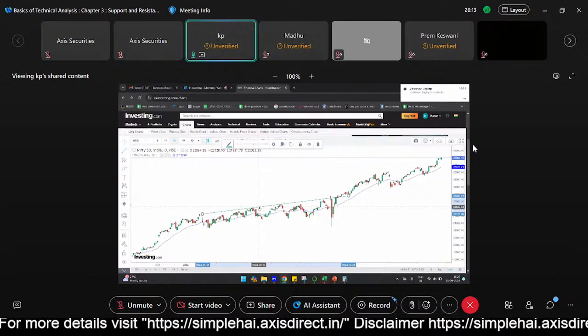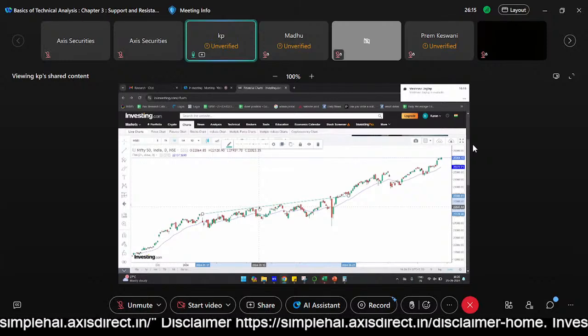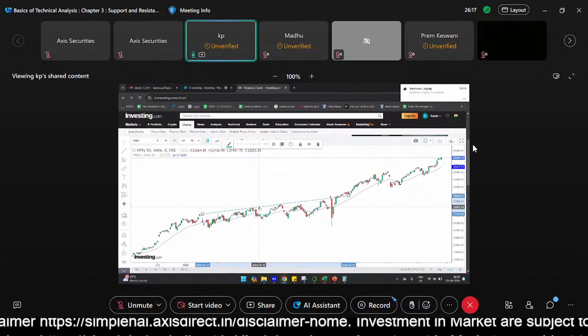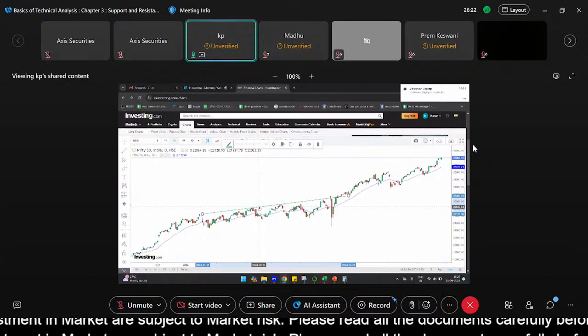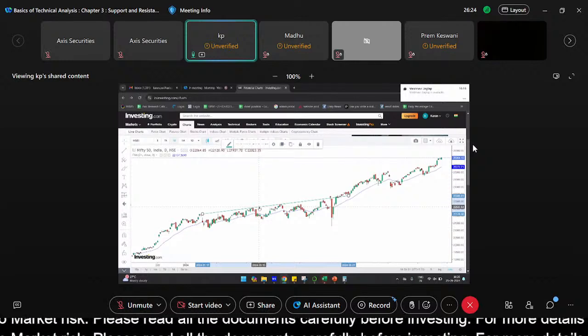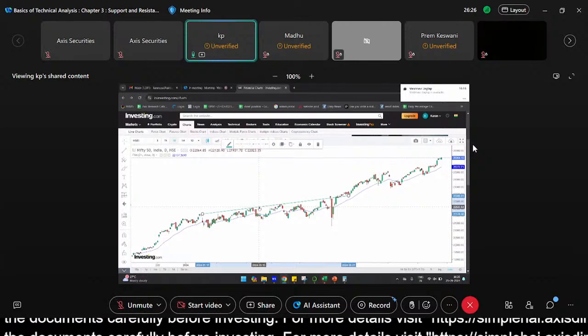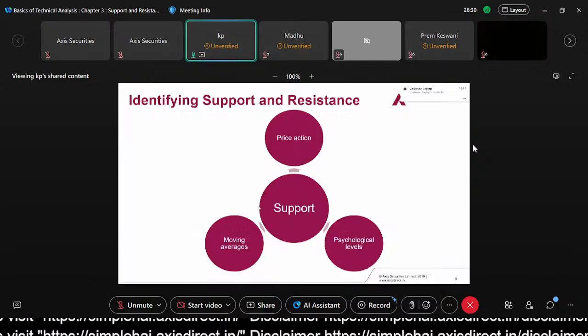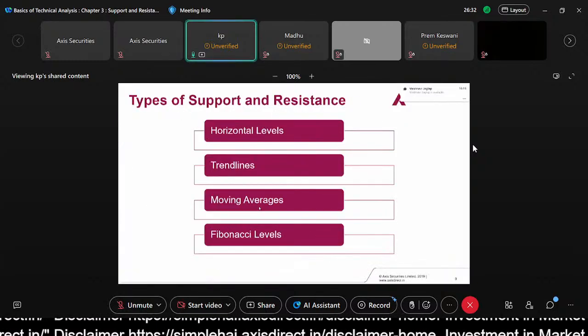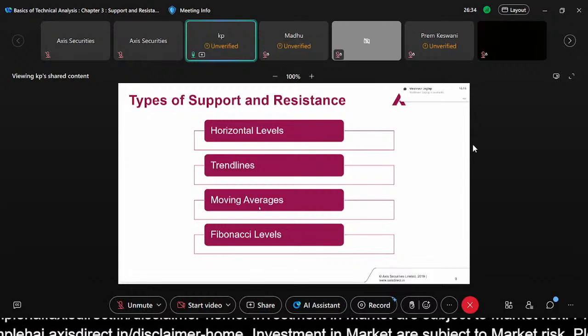करेक्ट. जब भी आप highs join करके बनाते हो, those trend lines are called as upper trend lines, they act as resistance. और जब भी आप lows join करके बनाते हो, they are called as supports, and they are called as lower trend lines, and they tend to act as a support. Now with those things out, we will look at the type of supports and resistances.